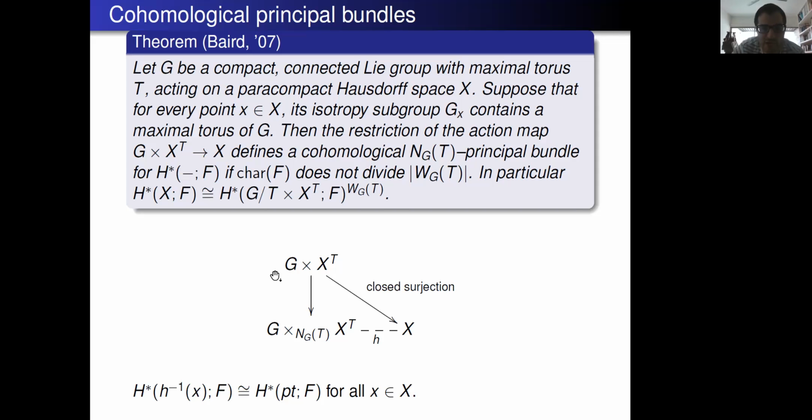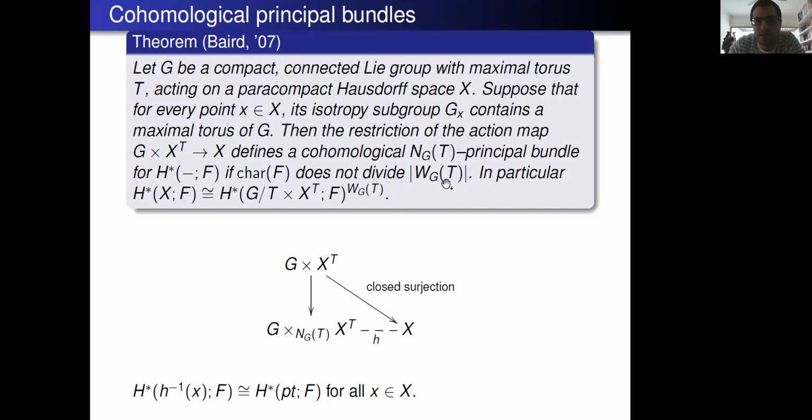The idea is that you have a free action of the normalizer, and this is the quotient by that free action. This is not a principal bundle, but this map, the action map, factors through the quotient. The map has to be a closed surjection, and also the fibers are F-acyclic. That is, the cohomology of the fibers, not the homotopy fibers, the real fibers, have the same cohomology as the point. But this works when the characteristic of the field does not divide the order of the Weyl group.